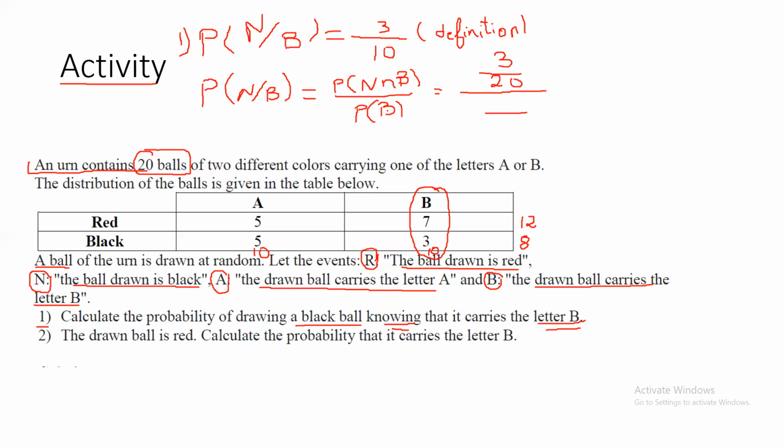What is the probability that the ball carries the letter B? How many balls carry the letter B? 10. 10 over 20. Simplified, we get 3 over 10. This is the rule. So we can calculate it either by rule or by definition.